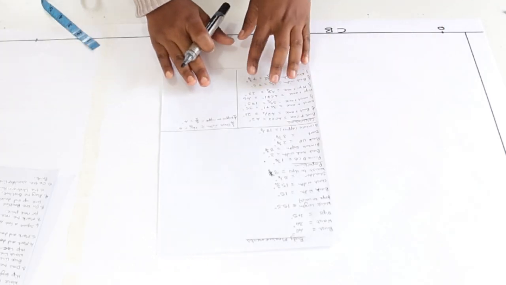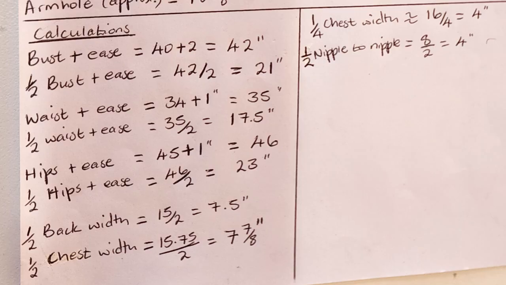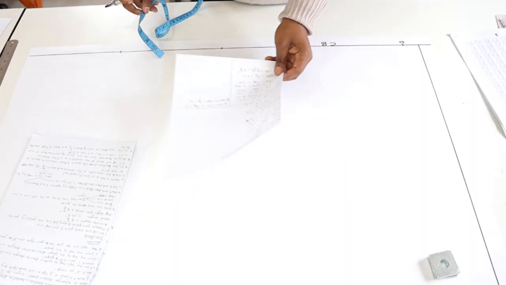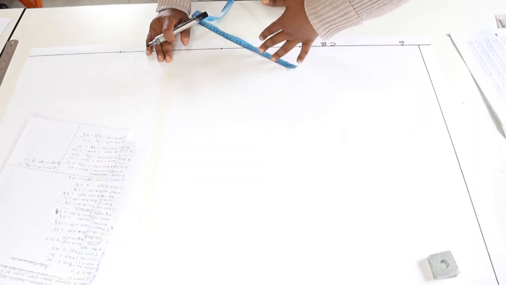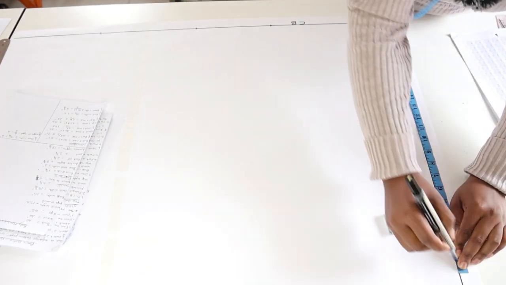And then next, we are going to come back to our measurements right here. Then we are going to compare and find the bigger value between the hip circumference and the bust circumference. So my bust circumference plus the ease is 42 inches, and then my hip circumference plus ease is 46 inches. And obviously the hip circumference plus ease, which is 46 inches, is bigger than the 42 inches. So I'm going to use the bigger value, which is my hip circumference. Finding half of that, half of 46, we get 23 inches. So we are then going to take the 23 inches and measure it across as the width of our pattern. Okay, measure 23 inches and mark.